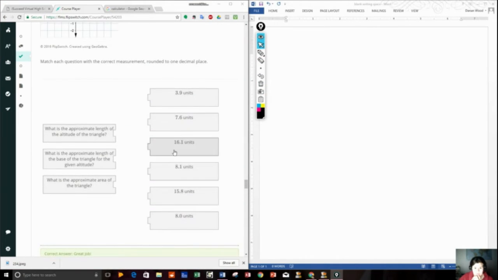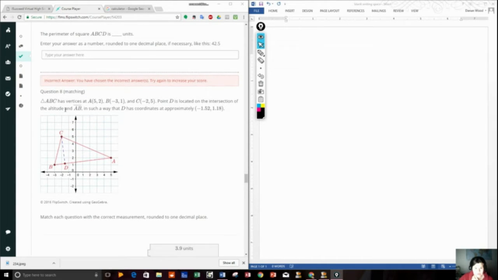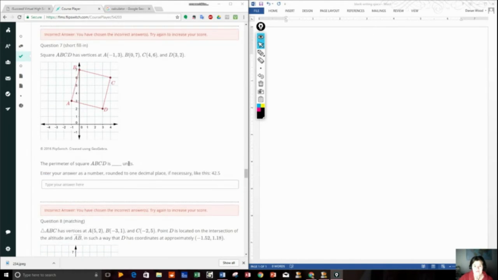And we're going to move on to question 12, which is very similar to question 8, which is very similar to question 10, where you would have to find the height using its coordinates and then find the distance of AB since it's the base, and then use your triangle formula.